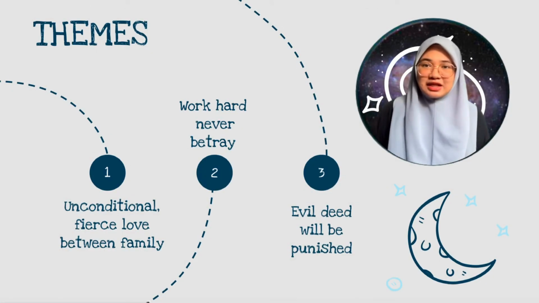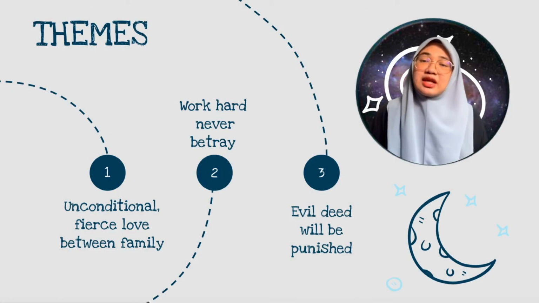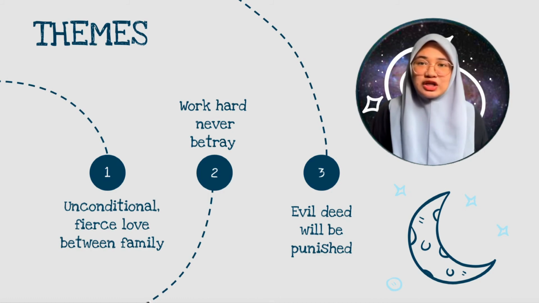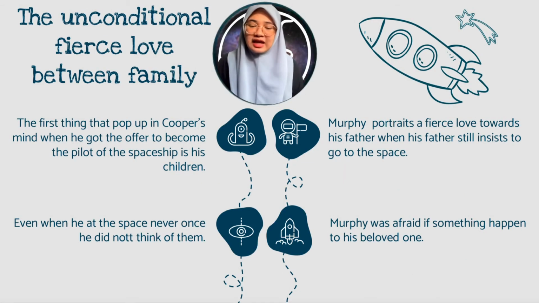My name is Najira binti Bakri and I'll be presenting the themes of this movie. Firstly, the unconditional and first love between family. This movie portrayed the love between father and daughter. Firstly, Cooper, he loved his family so much. Then when he was told to go to space, the first thing that came to his mind was his children.